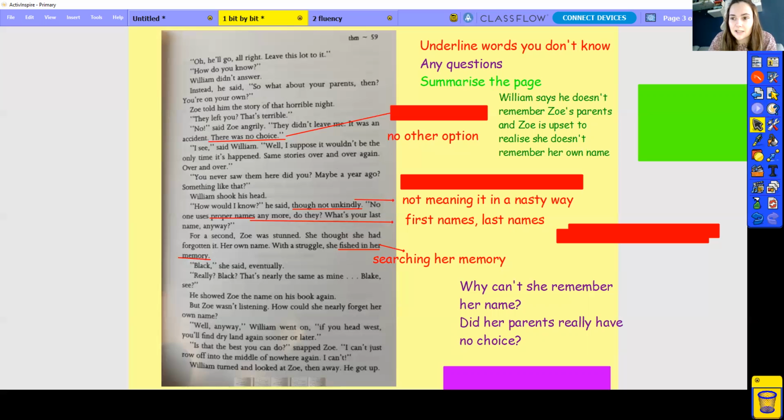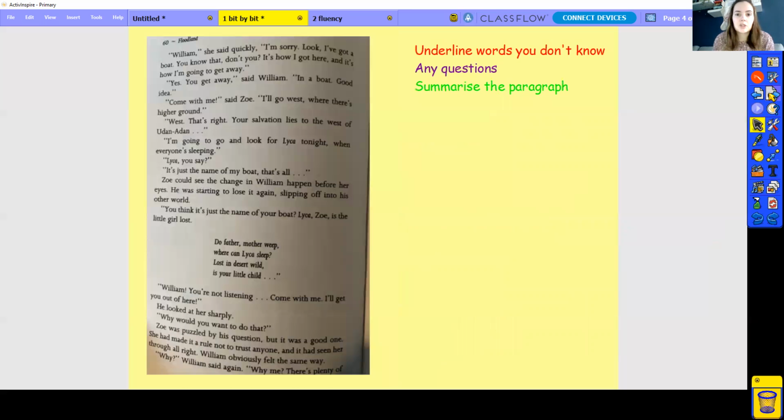Right, so that was the first section. So now you've got the second bit, which I want you to have a go at. It's the same thing again. So underline any words or phrases you don't know. Any questions, write them down, and then summarise the paragraph. So give yourself another 5 or so minutes to do that section. Off you go.